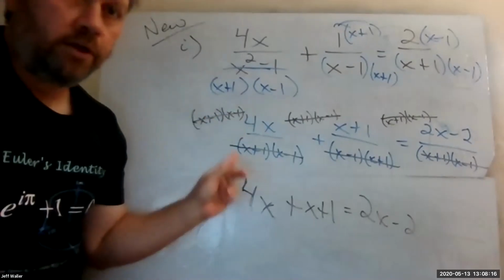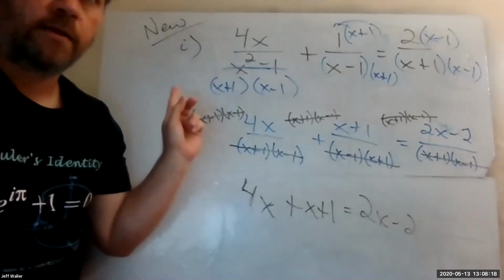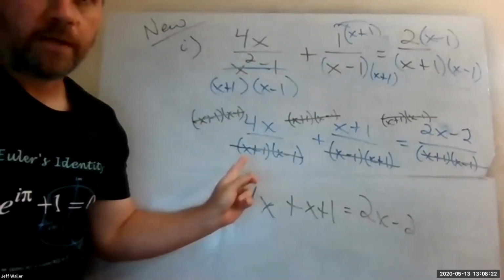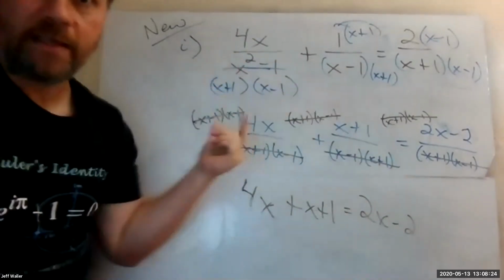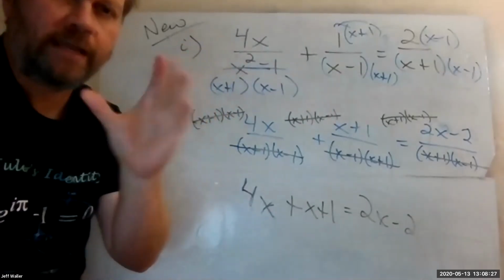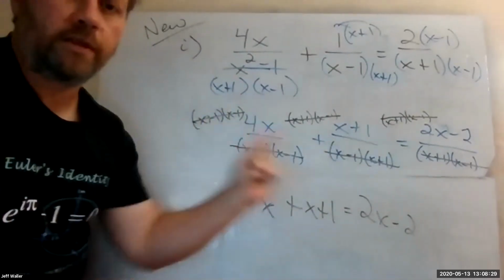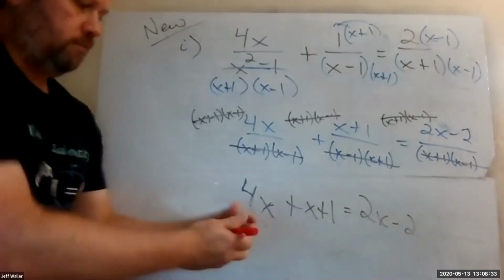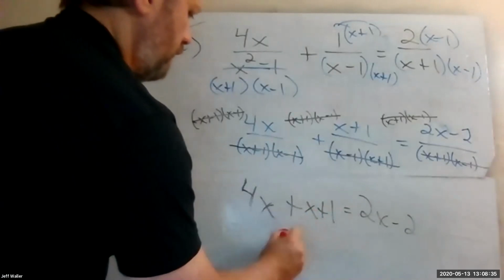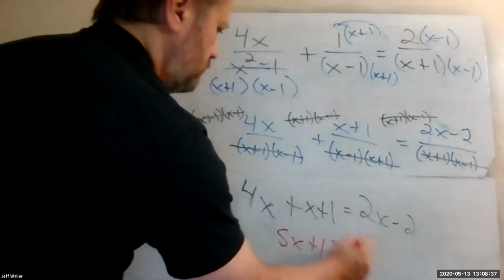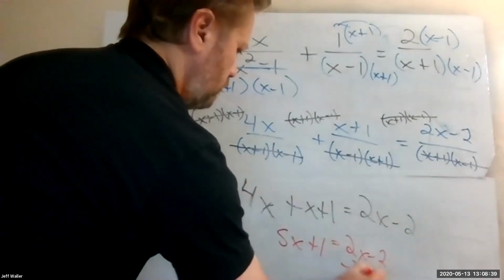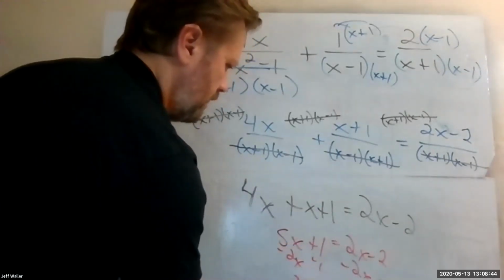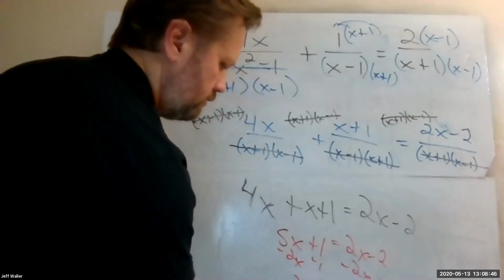So this looks more complicated than the problem that was up here a minute ago with the 15s. But I really hope you guys see it's the exact same thing. Each piece takes longer to write. Who cares? They work the exact same way. So I get 5x plus 1 equals 2x minus 2, subtract 2x, subtract 1. I get 3x equals negative 3. So I get x equals negative 1.